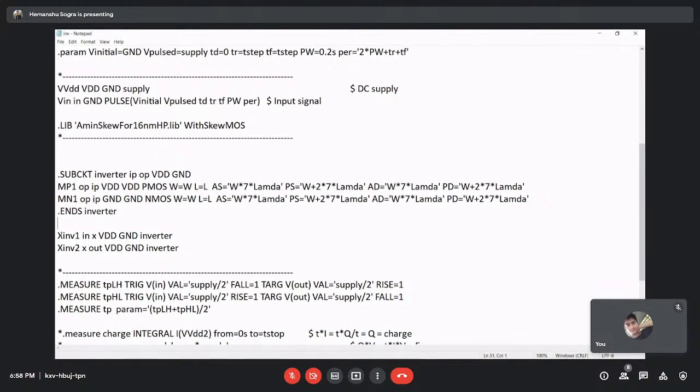Then again VDD, ground. The supply rail was there in the sub circuit, so you define the supply rail. VDD and ground. Similarly, here also define the supply rail, VDD and ground, and then you define, then you're calling the inverter, I mean the sub circuit. I think you understood now.